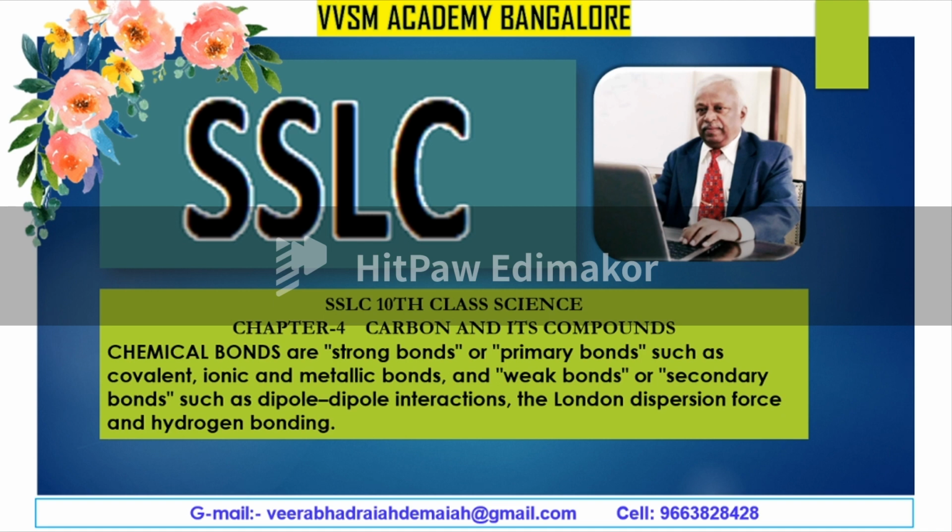Chemical bonds are strong bonds or primary bonds such as covalent, ionic and metallic bonds. My dear friends, you should know the covalent bond. What is a covalent bond? What is an ionic bond? And metallic bonds, and weak bonds. When weak bonds are there, it means automatically strong bonds are there.